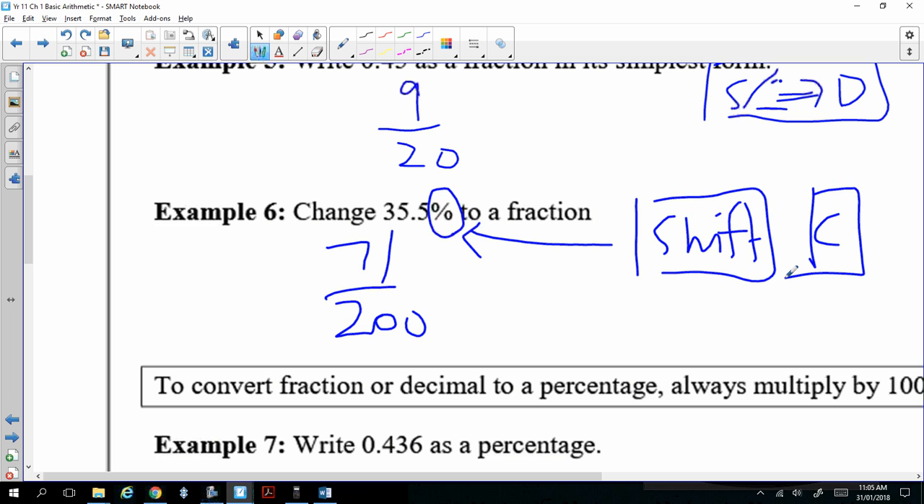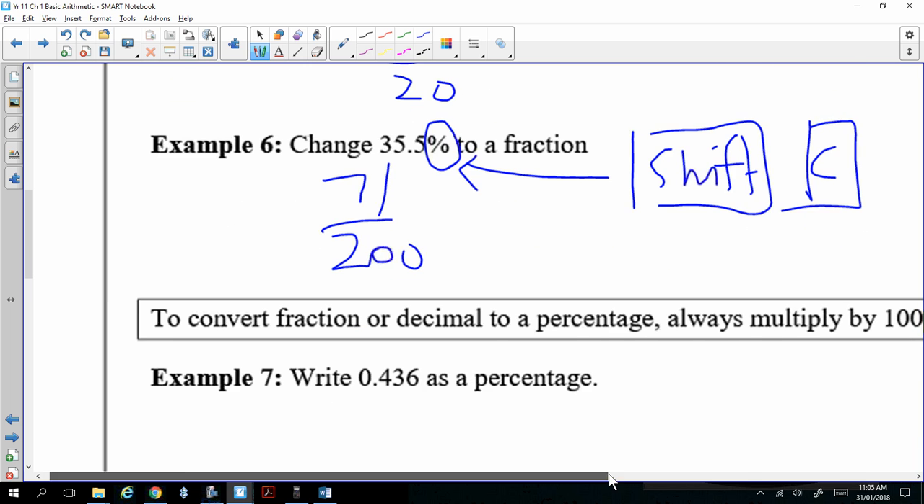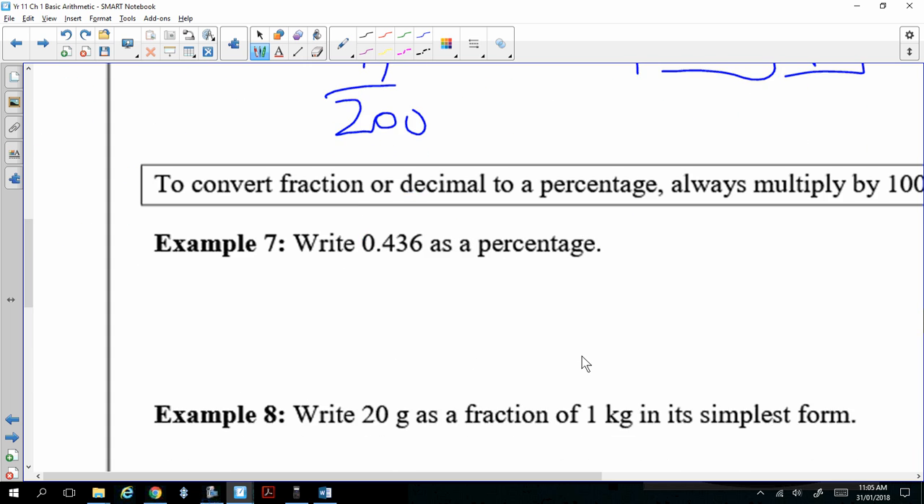Okay. All right, now we know how to convert everything. What do we do? To convert fraction to percentage, always multiply by 100. Then put a percentage sign. So this one you have to do the calculation. So what you do is you write down 0.436, but there's no button to press to change.